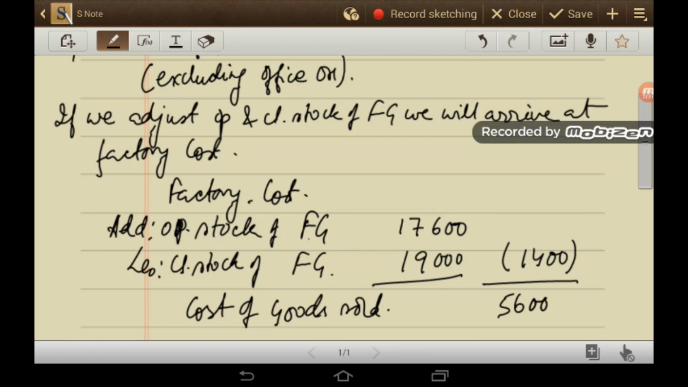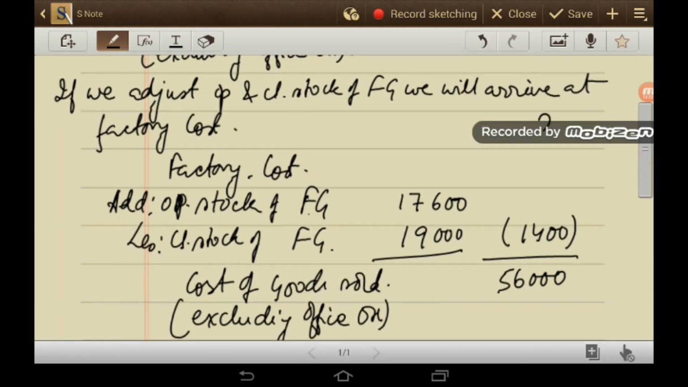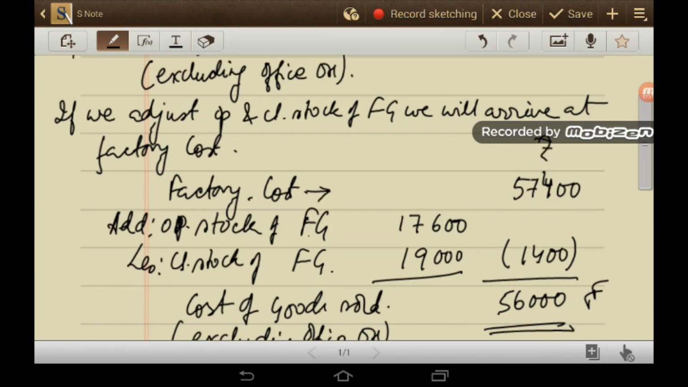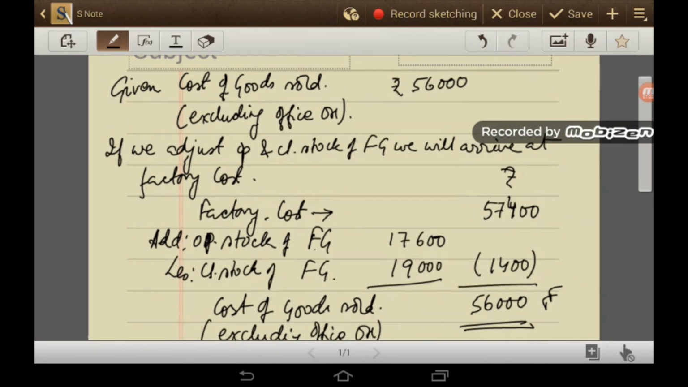So this is 56,000. So this is excluding office overhead. So what is the value of factory cost? So factory cost will be 57,400. So if we deduct 1,400 from 57,400, we will get 56,000. So 57,400 is the factory cost. So this is the very important working that we have to do in this problem. So we have to find out the factory cost from this working.